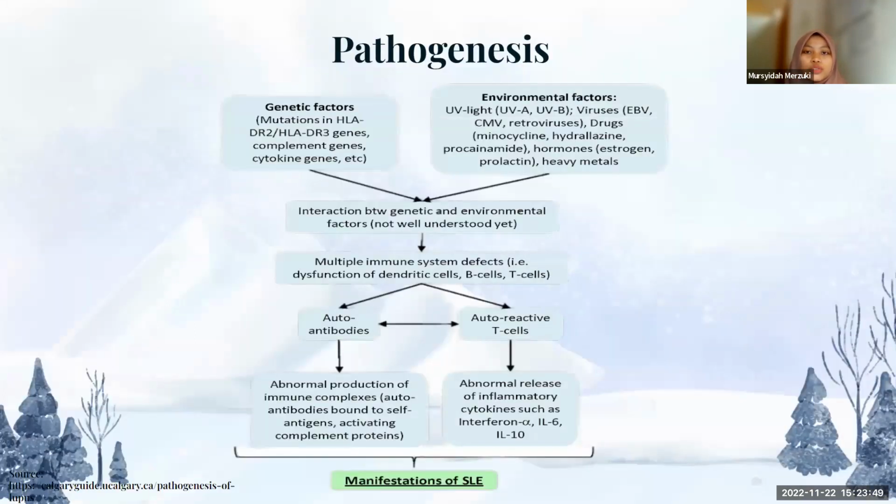So for the pathogenesis of SLE, the interaction between those factors just now somehow elicits the production of autoantibody and autoreactive T cell. This autoantibody will bind to the self-antigen and form the abnormal immune complex. When there is immune complex, there will be activation of complement protein and a release of abnormal cytokine. This cytokine and complement protein will attack the healthy cell, which subsequently causes organ damage. That's why it leads to the manifestation of SLE.